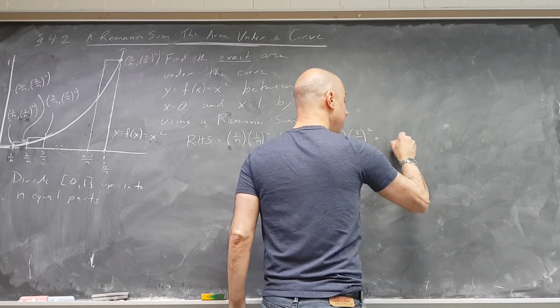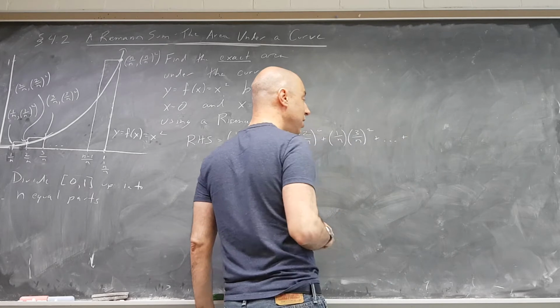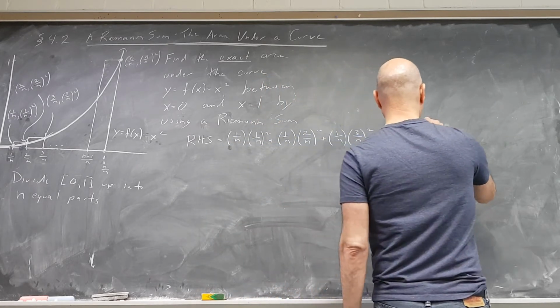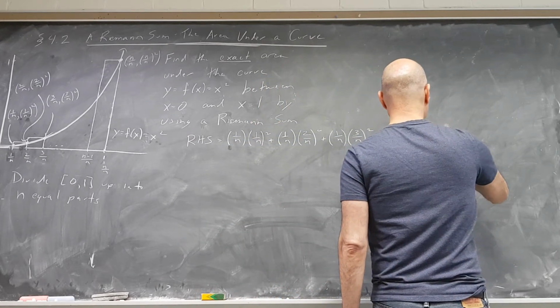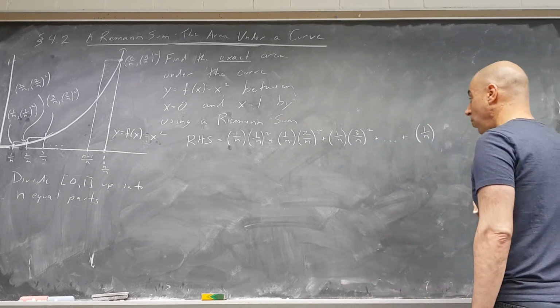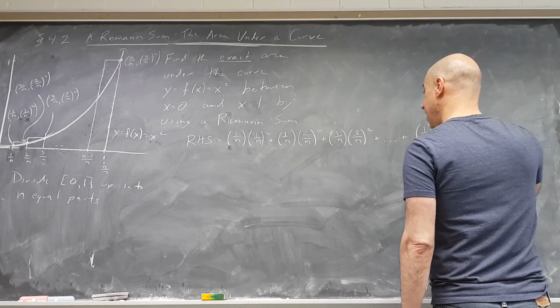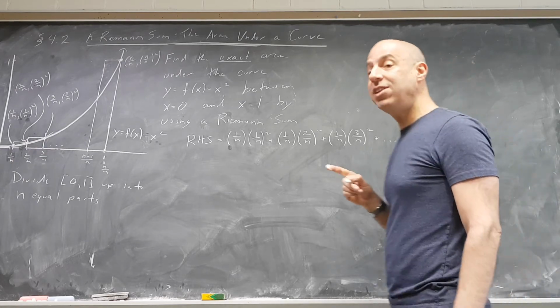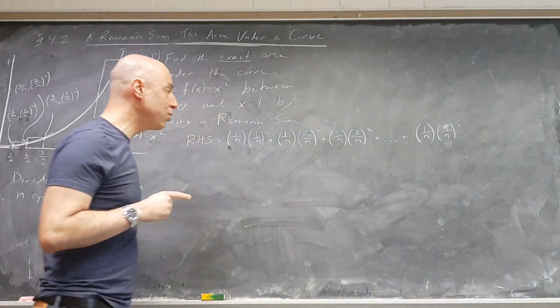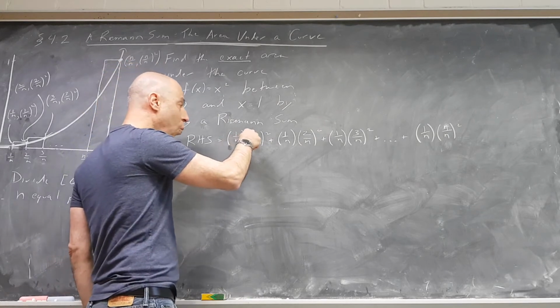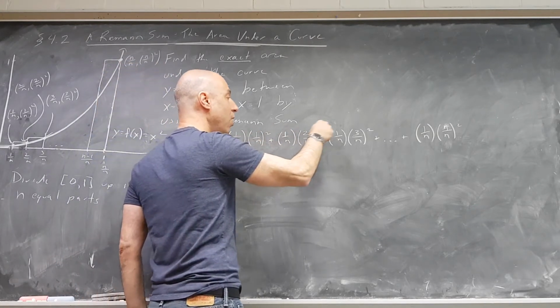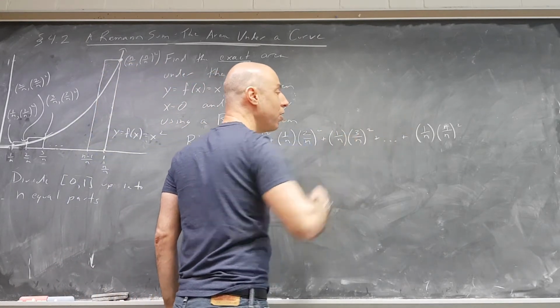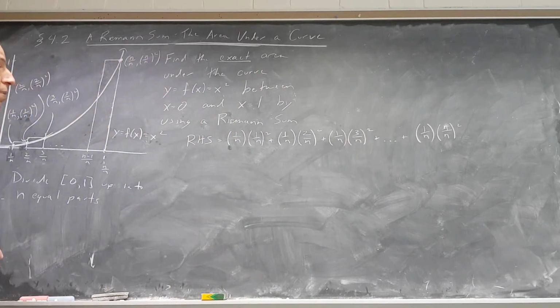Plus, and so on, and so on, till we get all the way up to the last rectangle. Its width is still 1 over n, and its height is n over n all squared. And you can see that we do indeed have n terms here. We have the first one with a 1 here, the second one with a 2 here, 3, 4, 5, all the way up to n, whatever n happens to be.